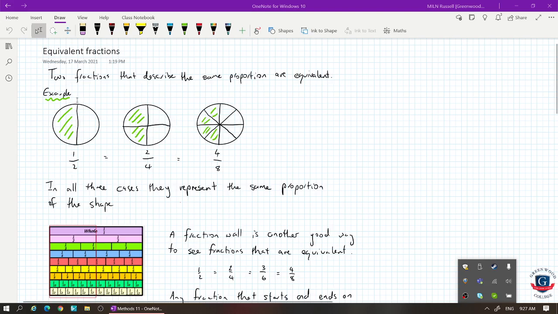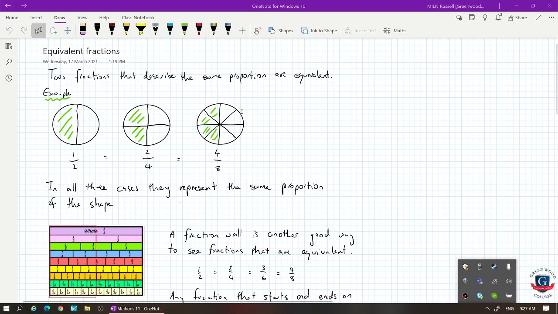In this case we've split the circle into two equal parts. You have to excuse my wiggly line. And so out of the two parts, one part is shaded. That gives us a fraction of a half. In the second case, we've still got half of it shaded, but we've split it into four parts. That's why there's a 4 in the denominator. And we have two parts shaded. So there's a 2 in the numerator. We say that these two fractions are equivalent because they represent the same amount of the shape that's shaded.